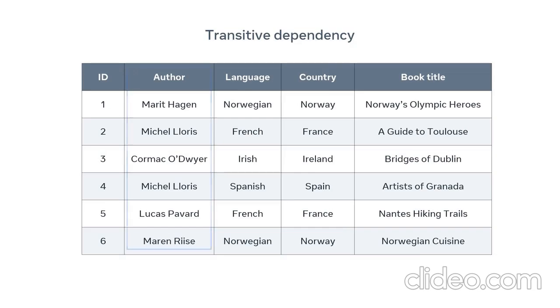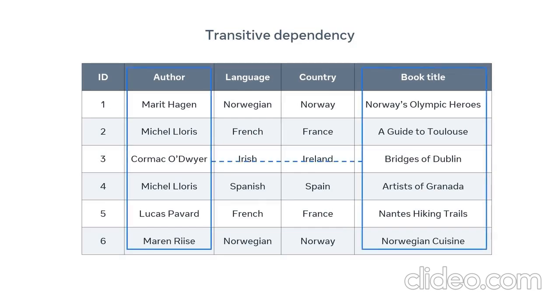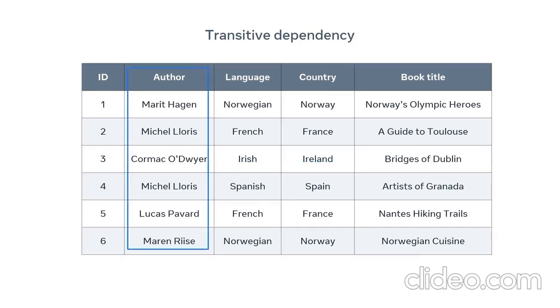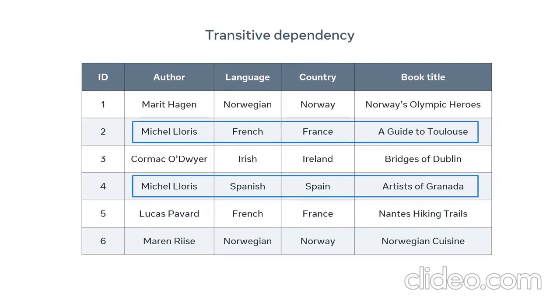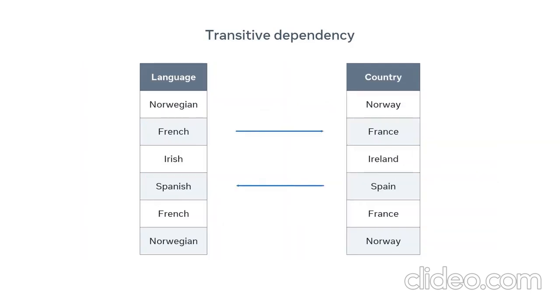The rest of the attributes are fine, as they only depend on the ID primary key. So you can't say, for instance, that author name determines book title, or that author name determines language. For example, the author Michel Laurie has written 2 books in 2 different languages, French and Spanish. As I've just pointed out, the only transitive dependency that exists in this example is between language and country.